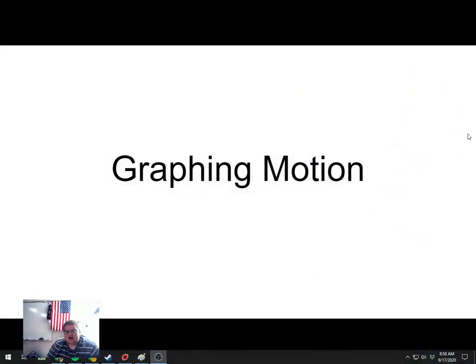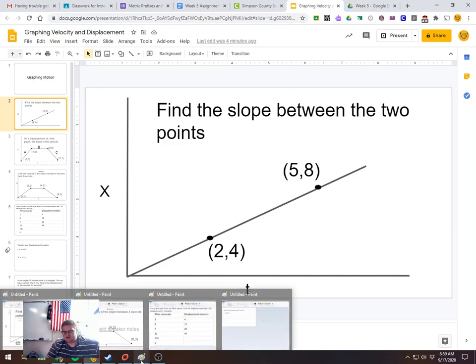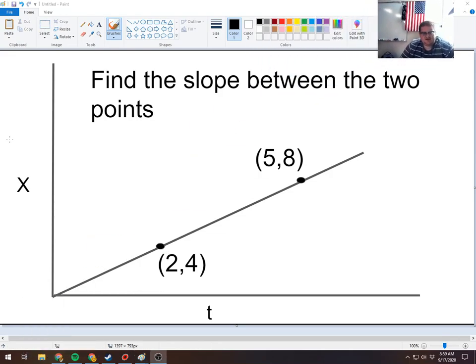But today we're going to talk about graphing motion and visualizing motion and seeing what kinds of discoveries we can make from that. So the very first thing we're going to do here is talk about slope between 2 points. Hopefully you remember the equation for slope. I'll move myself up here so I'm not in the way.